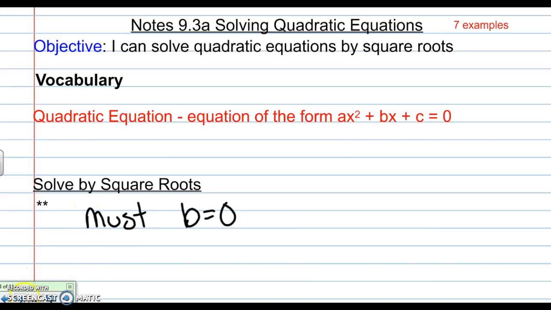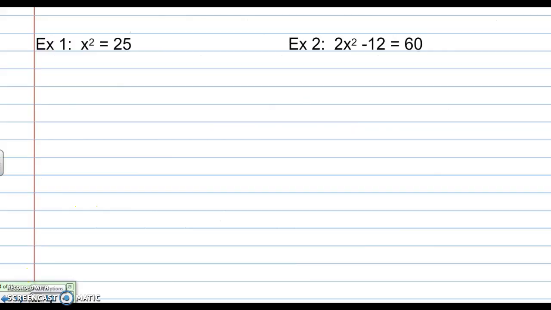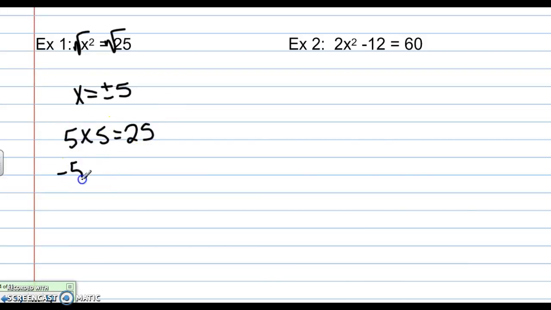So let's look at the first problem with the quadratic. x squared equals 25. We're going to take the square root of both sides. Therefore, x would equal plus or minus 5, because 5 times 5 does give us 25, but negative 5 times a negative 5 also gives us that 25.